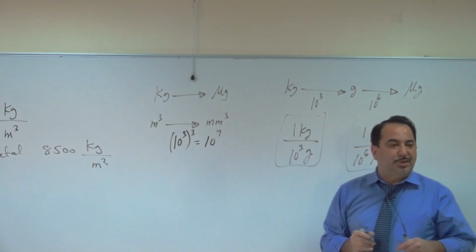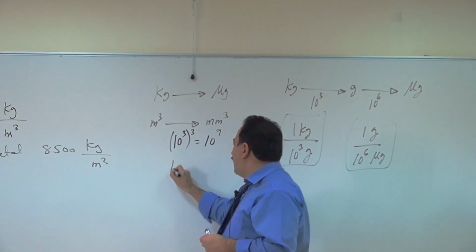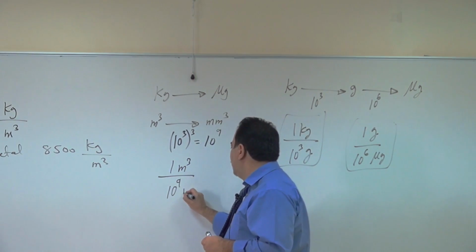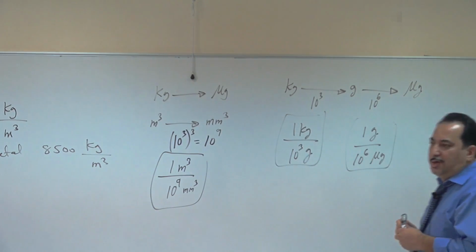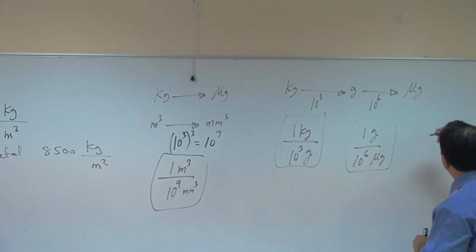Now we write it as a ratio. Which one is large? Meter, yeah? So 1 meter cube over 10 to the power 9 millimeter cube. This is the conversion for the denominator. Once I have those ready, then I'll do my multiplication.